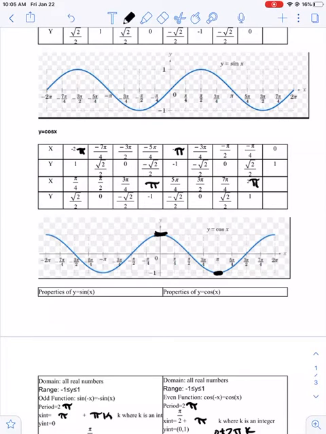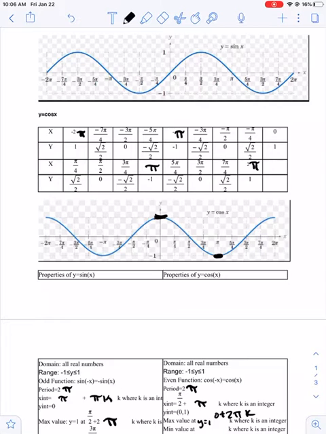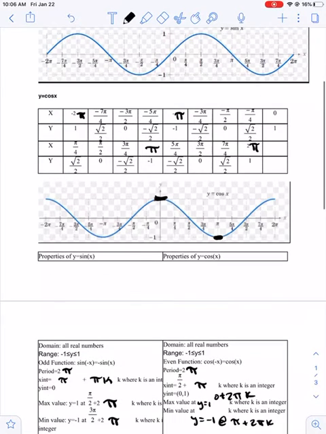Next is just identifying if it's an even or odd function. We learned in 6.3 that sine is odd and cosine is even. And then we also learned that they both have a period of 2 pi. So every 2 pi on this graph, we're going to repeat what the graph looks like.